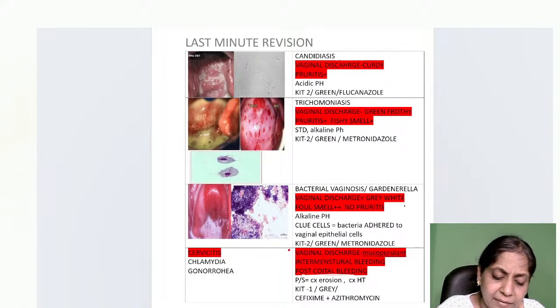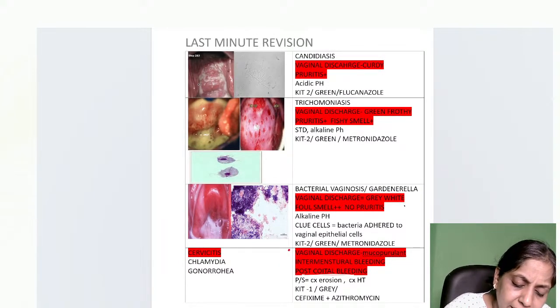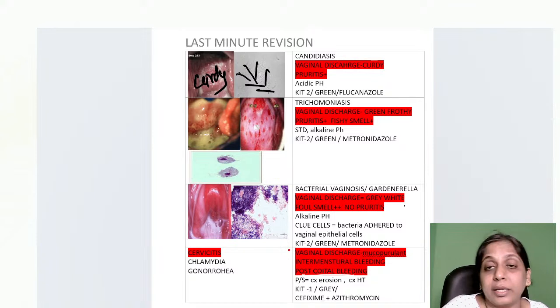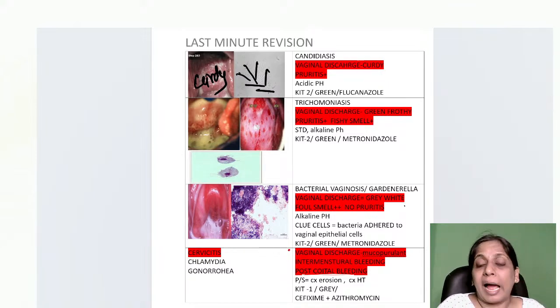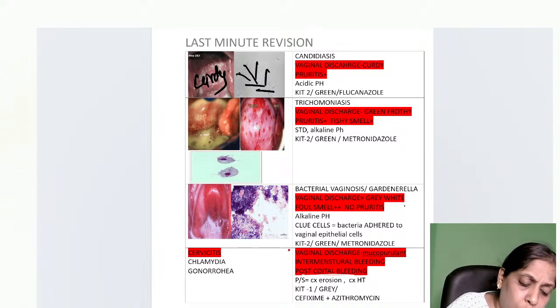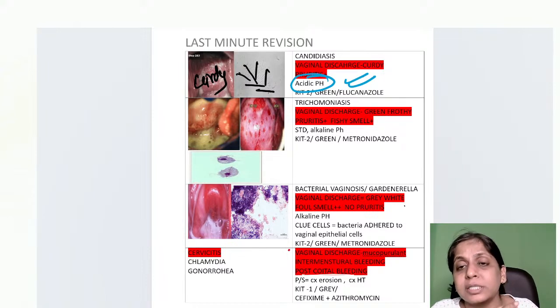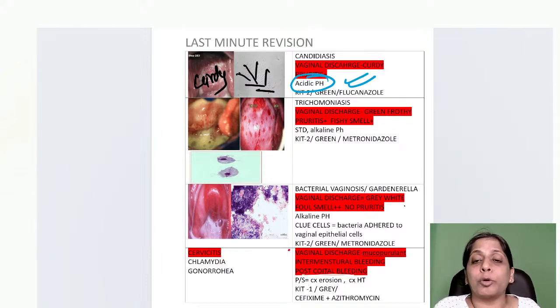Let us study the genital infection. Here you can note that there is curdy discharge, and these are the hyphae seen in the slide on saline microscopy. This is candida, and this is the only infection which occurs in acidic pH. Otherwise, all the infections, the bacterial and the protozoal infections, occur in alkaline pH. Very good.